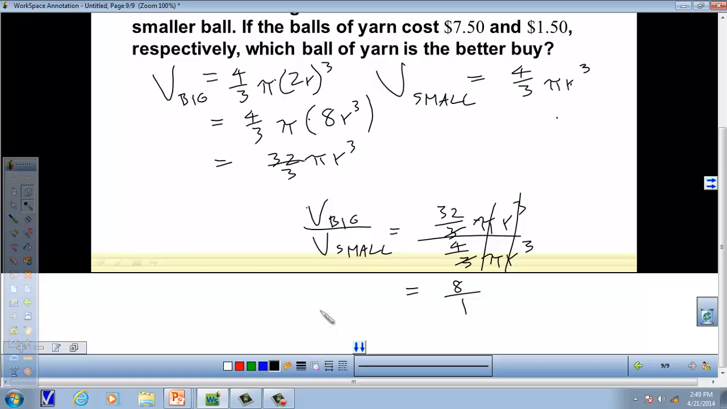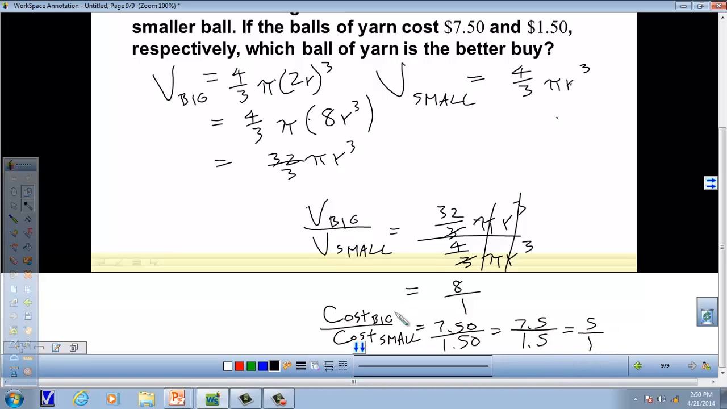Now, if we look at the cost for big over cost for small. In this case, we would have 750 over 150. And those, if we reduce them, that's really 7.5 over 1.5, and that goes in 5 times. So it would be 5-to-1.